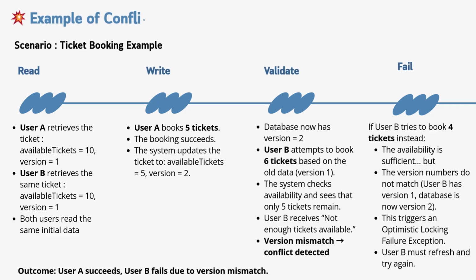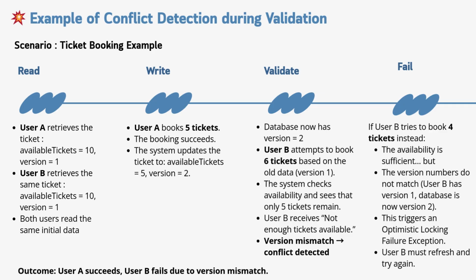Now, I will explain in detail how optimistic concurrency control detects conflict using a realistic ticket booking scenario. This example shows how OCC protects data when two or more users try to book tickets at the same time. Step 1, read phase. Both user A and user B retrieve the same ticket information, which is 10 available tickets and the current version is version 1. At this point, both users are working with the same initial data. No locks are used and both users proceed freely.